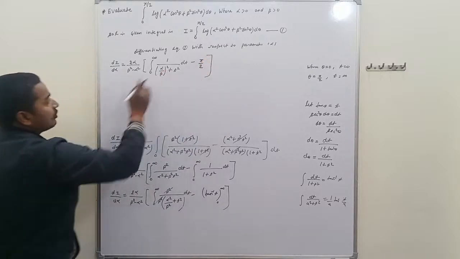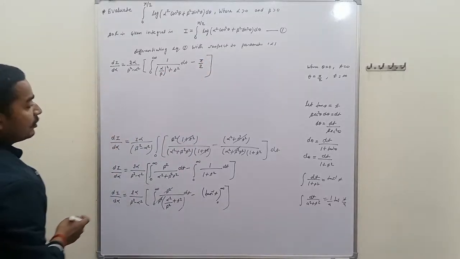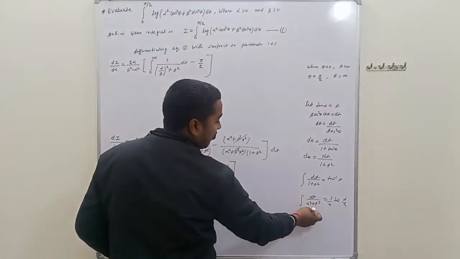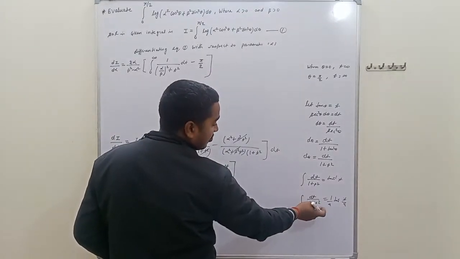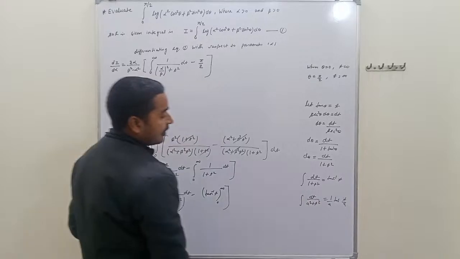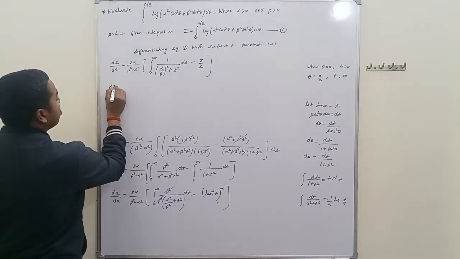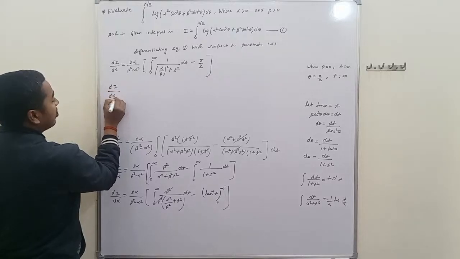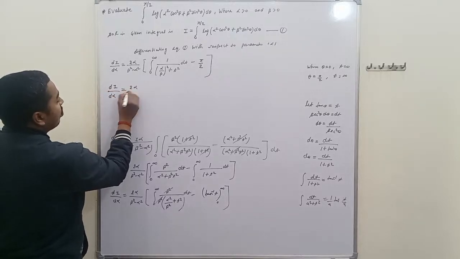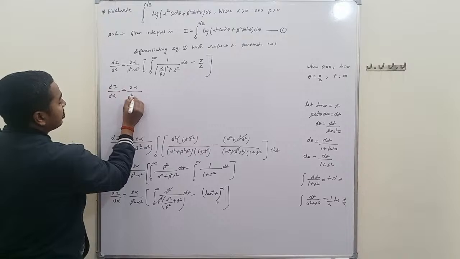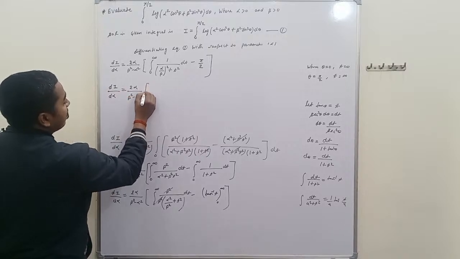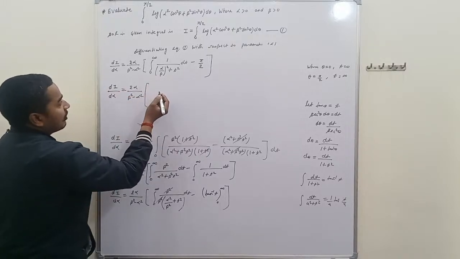And further we have to solve this integral. We use the following formula: the integral of dt upon a square plus t square is given by 1 by a tan inverse of t by a. This is given by dI upon d alpha is equal to 2 alpha upon beta square minus alpha square, and this is given by 1 by a.